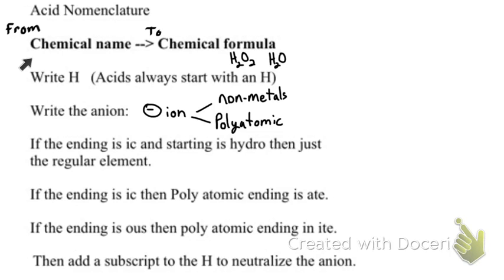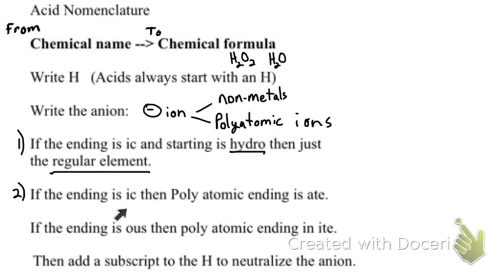If, in viewing the name to get to the formula, the ending of the acid's name is ic and it starts with hydro, then you'll know it's just a regular element, so it will be a nonmetal we'll be dealing with. However, if it does not have hydro in it, then it will be a polyatomic ion. So hydro is your key. You will only have hydro when it is a single element and not a polyatomic ion.